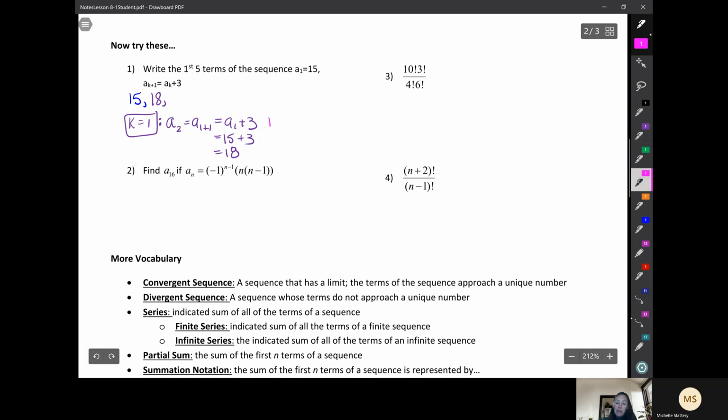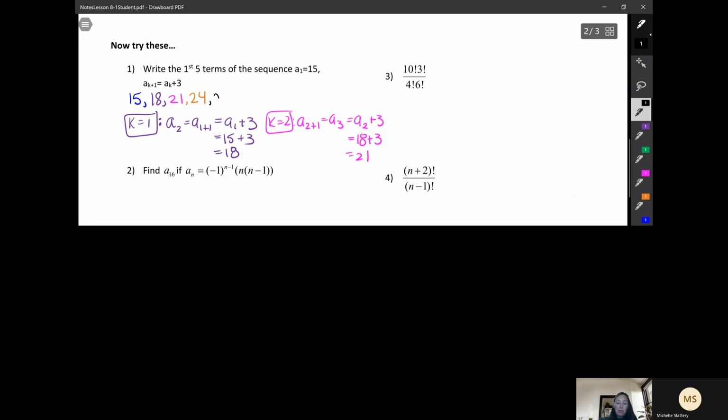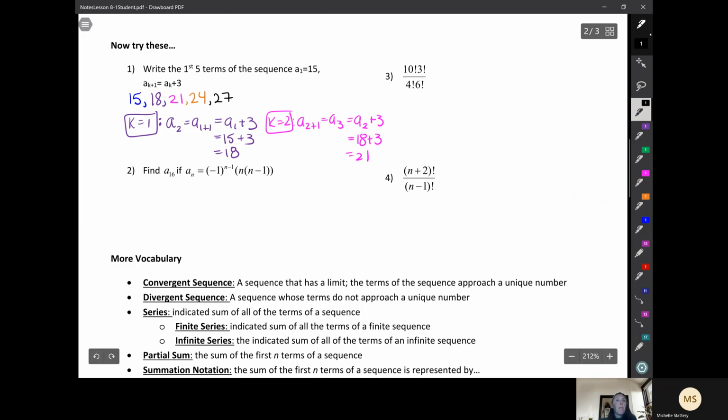And then for our third number, we would do k equals 2. K equals 2 is going to give us a sub 2 plus 1, which is a sub 3. And so then we have is equal to a sub 2 plus 3. So a sub 2 was 18, so we're going to add 3. So we get 21. So our third term is 21. We can see that each time we're just adding 3 to the next term. So then our fourth term is going to be 24, and our last term is going to be 27. Okay? And there's our first 5 terms of the sequence.